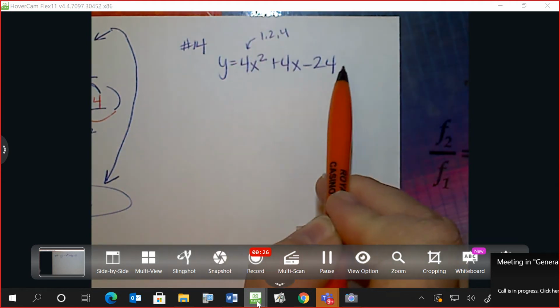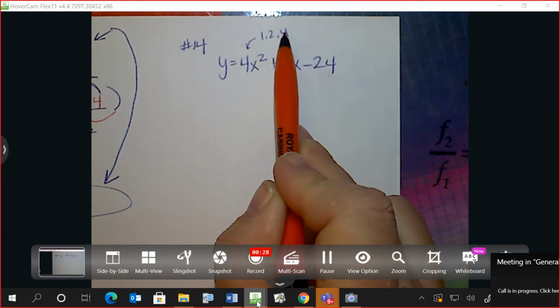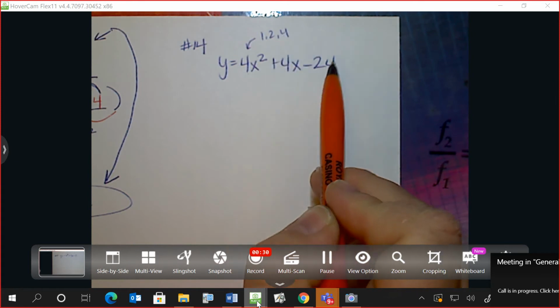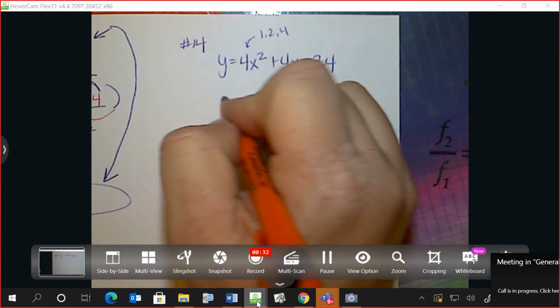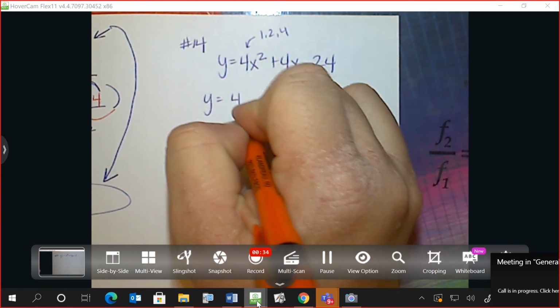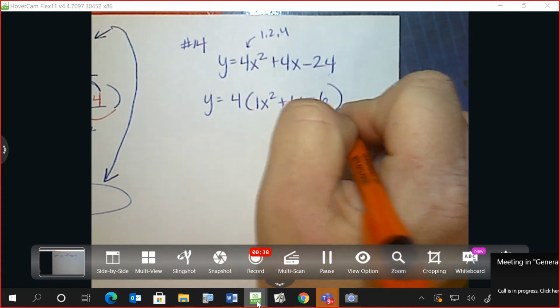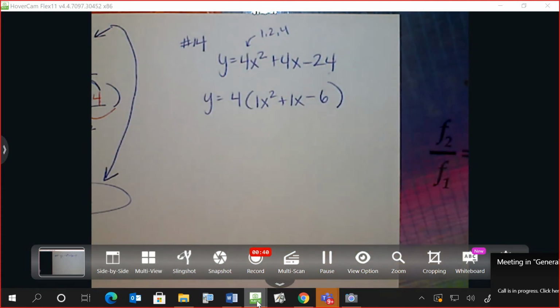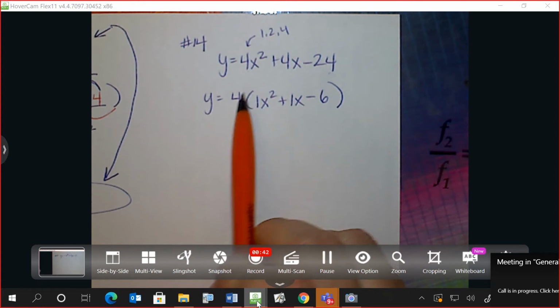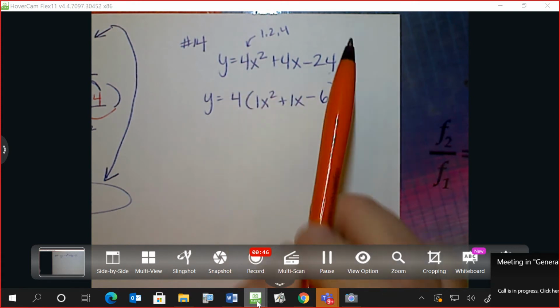So these are both 4. It's not going to help. Let's go over here. Can I divide 4 nicely into 24? Yeah. It divides it and gives us a whole number. So let's factor out a 4: 1x squared plus 1x minus 6. You know you correctly factored out that number when you can distribute and you get the same equation.